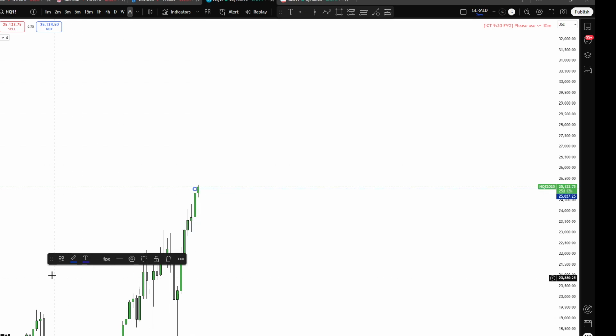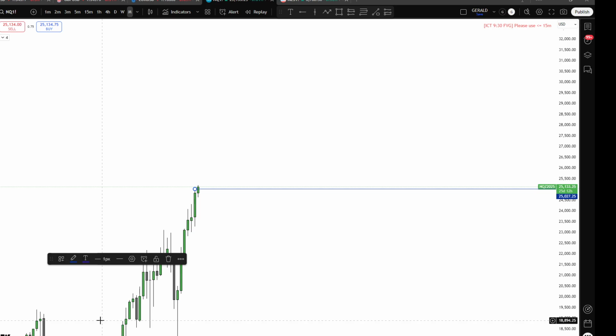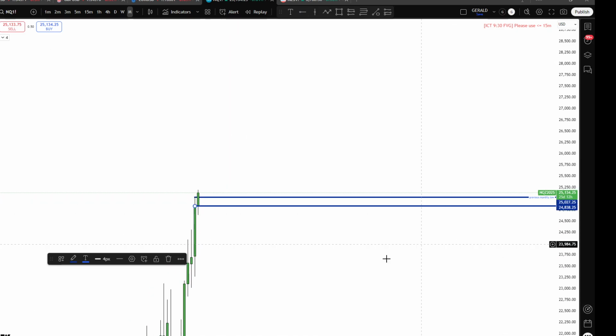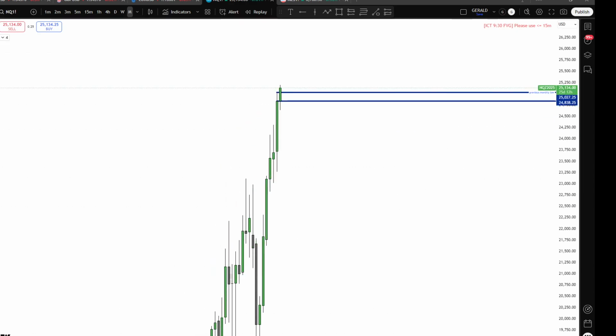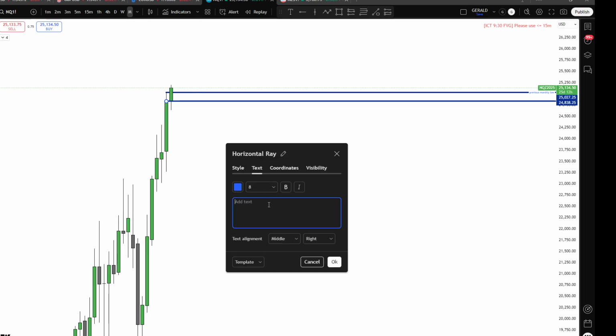I had the previous monthly high. I had the closing price of the previous monthly. So this is the previous monthly closing price. This is all my high time frame analysis. I want to be fast. So this is it. Previous monthly close.